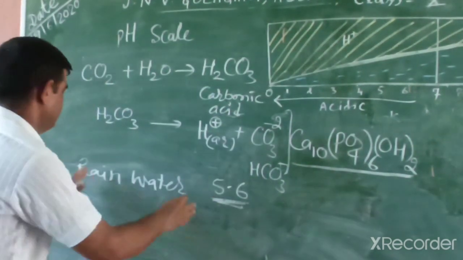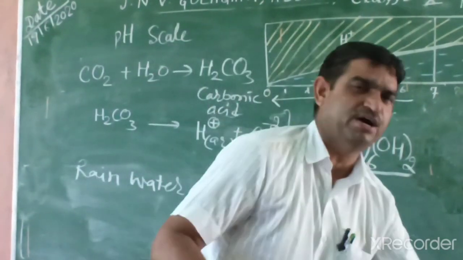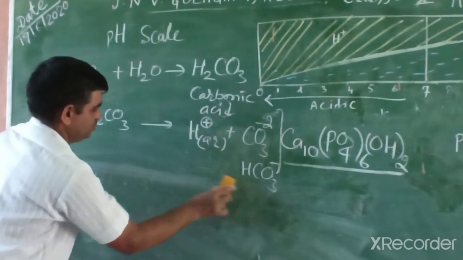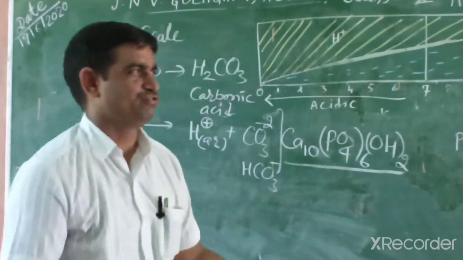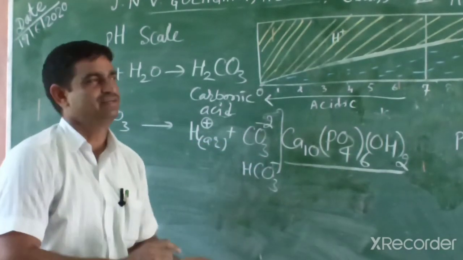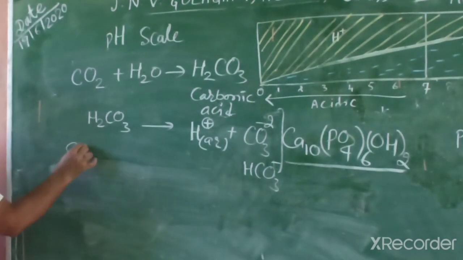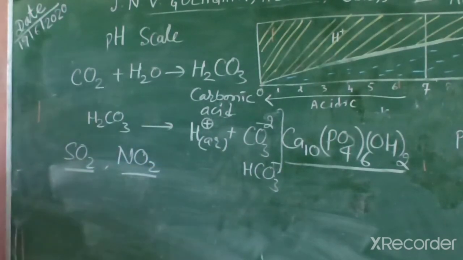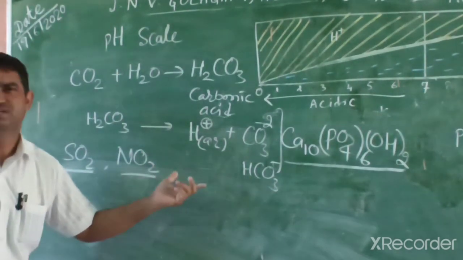But when the rain is 5.6, that is not acid rain. When the pH is lower, less than 5.6, that rain is acid rain. And why does it decrease further below 5.6? Due to pollution. These days, due to industrialization and urbanization, there are a lot of industries. Due to the lockdown, this pollution has decreased. All our industries are closed now, so they do not release sulfur dioxide and nitrogen dioxide gas. These two gases are responsible for acidity because they are non-metal oxides, and non-metal oxides are acidic in nature.